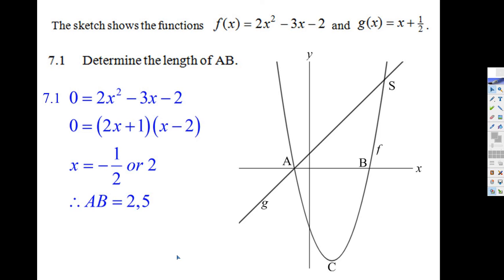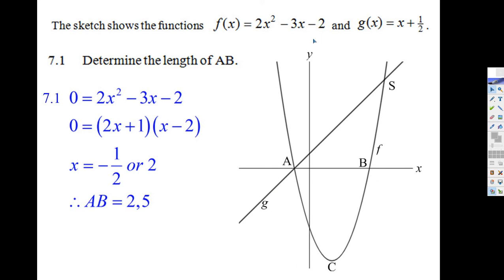Okay, this is the last question. It's a function question, revision of grade 11 work that you're going to see on your matric exam. So let's just give it a try. Well, here you go. You're told that this sketch shows a parabola that's 2x squared minus 3x minus 2.